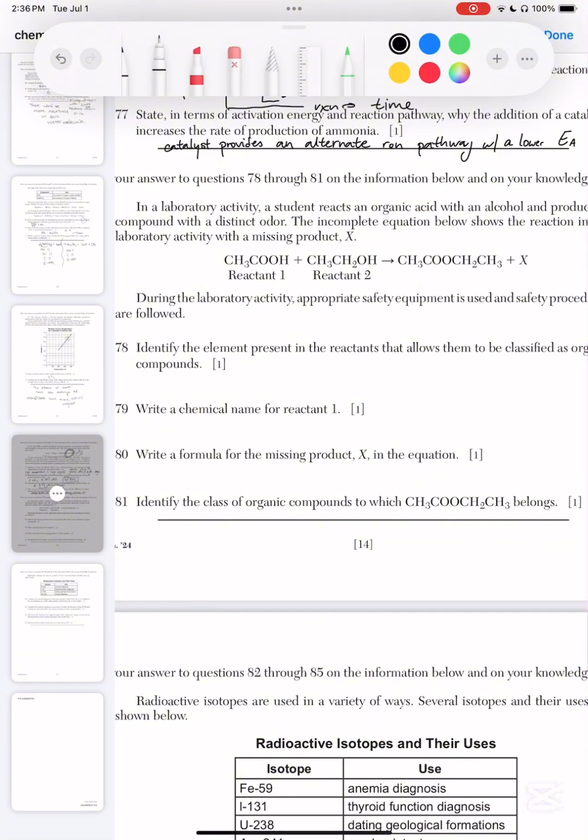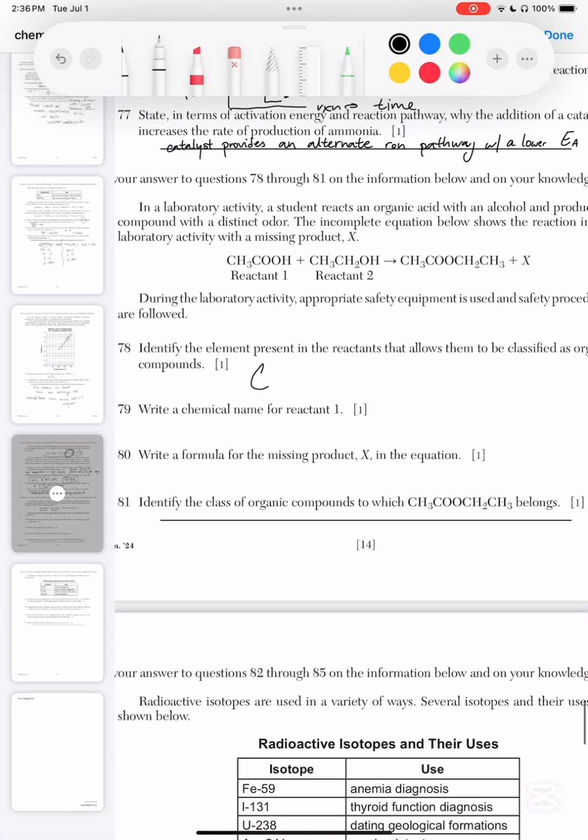Alright, so next question. Identify the element present in the reactants that allows them to be classified as organic compounds. The answer here would be carbon, right? And I hope that you learn this in class, because it's one of the fundamental elements in organic chemistry. So yeah, the answer here is carbon.